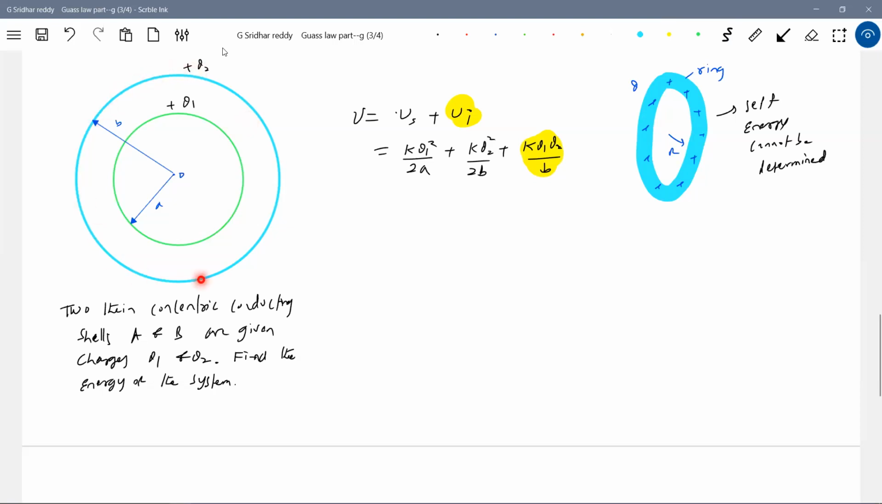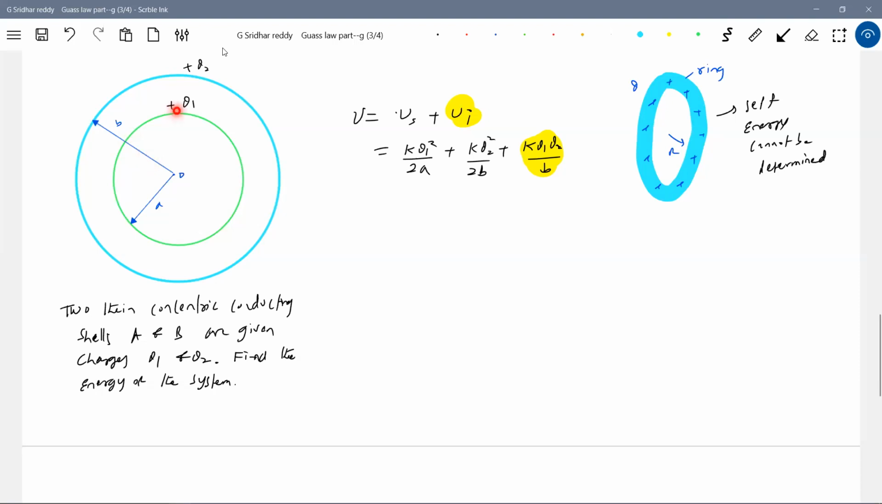If you draw a Gaussian surface here, where will this whole charge Q1 appear? It will appear to be concentrated at the center. Then what is the interaction? K Q1 Q2 by B. Am I right? Try to notice this denominator, not B minus A. For the outer shell, where will this whole charge Q1 appear? It will appear at the center. Though the physical separation is B minus A, the electrical separation will be equal to B. Able to understand this?